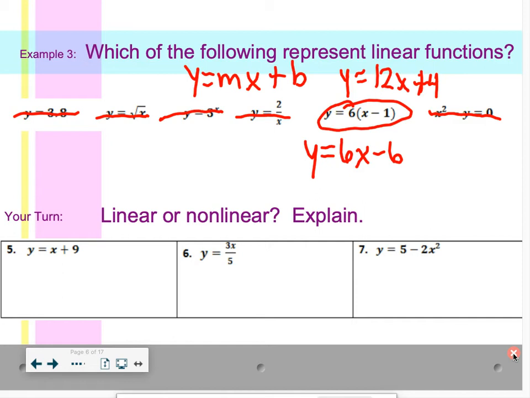Okay, on 5, what'd you guys put? Linear or non-linear? Linear. This one is linear. Look, y equals, there's an imaginary 1 there, x plus 9. That kind of looks like that, right? So this one's linear.